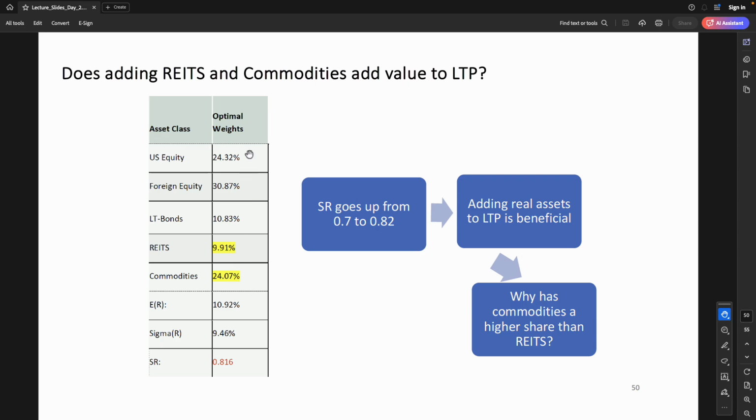So really competitive. So it will be basically sharing with US equity the second spot. And foreign equity is the first. The Sharpe ratio in REITs is 10% roughly. The Sharpe ratio goes up by 0.8. So 0.7 was the status quo. Now it's 0.8. So it's an increase of roughly 15%, relatively speaking. Yeah, from 70 to 81, roughly 15% relative increase.